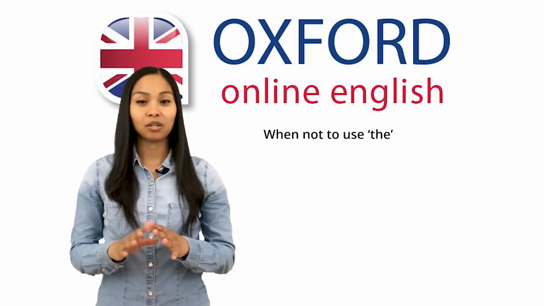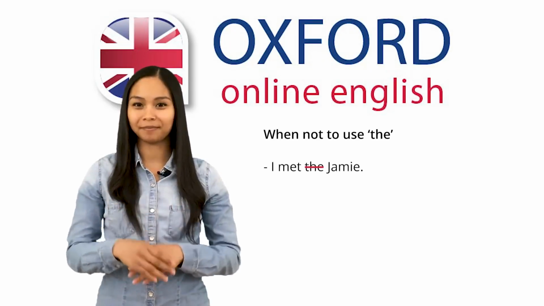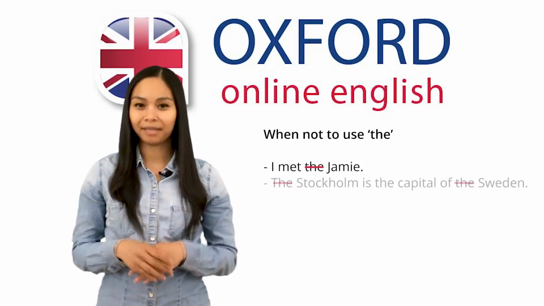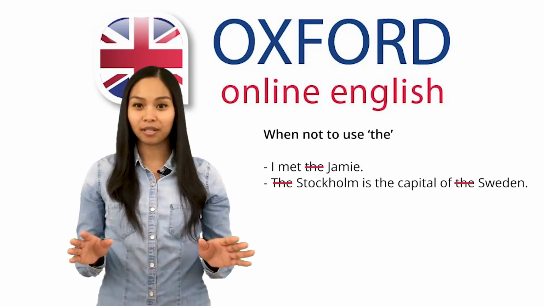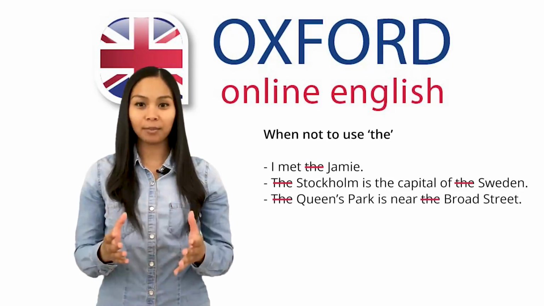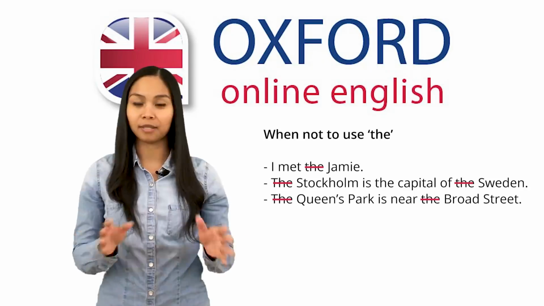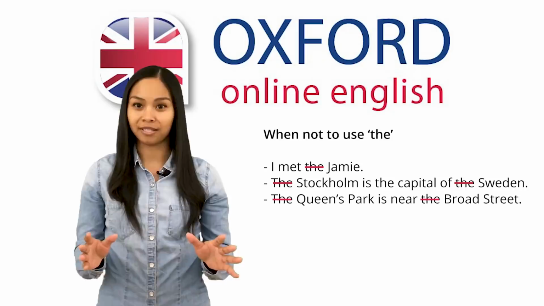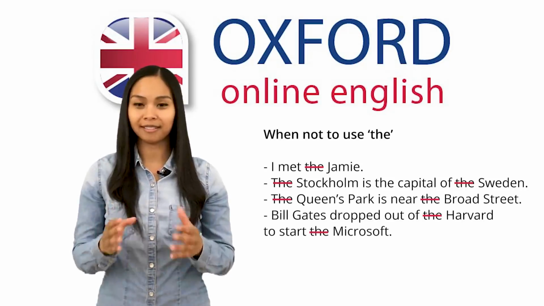So this means don't use the with people's names. I met Jamie. Don't use the with names of cities or countries. Stockholm is the capital of Sweden. Don't use the with names of streets or other city features. Queen's Park is near Broad Street. Don't use the with the names of schools, companies, universities, or other institutions. Bill Gates dropped out of Harvard to start Microsoft.